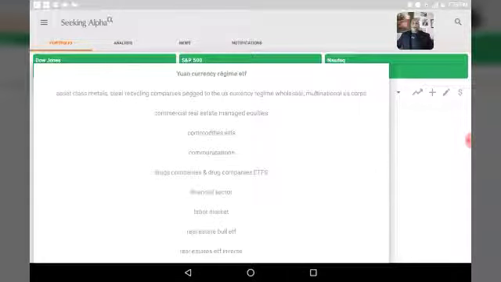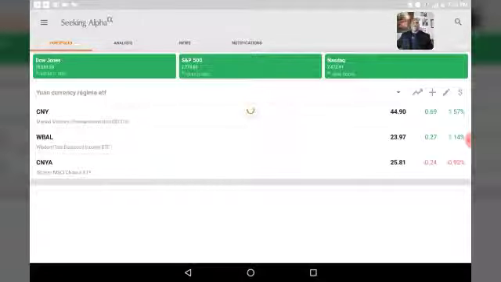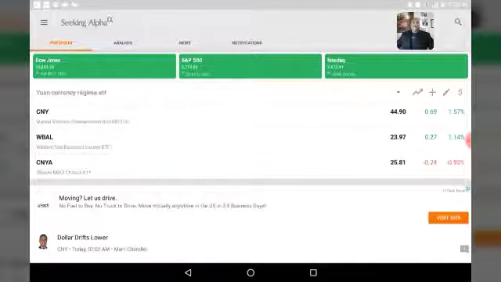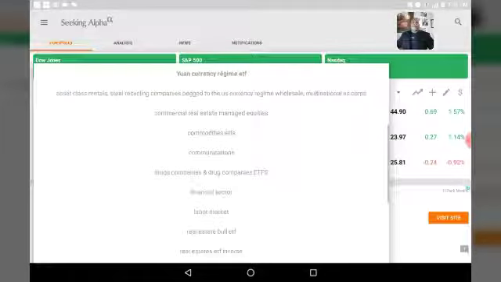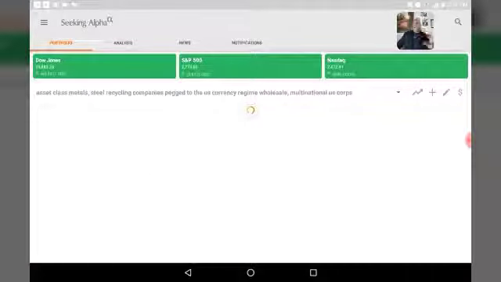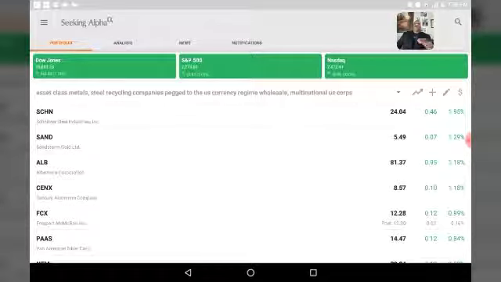Asset class metals, still recycling companies pegged. Hold on. Let me get this back. Asset class metals, steel recycling companies pegged to the U.S. currency regime, wholesale multinational corporations. For me, that's a whole different animal, and that's why I worded it like that. And we'll see what I have listed there. There should be no red here at all.